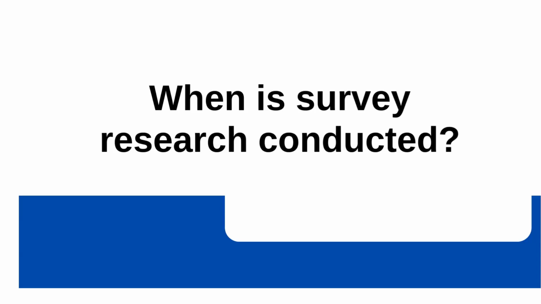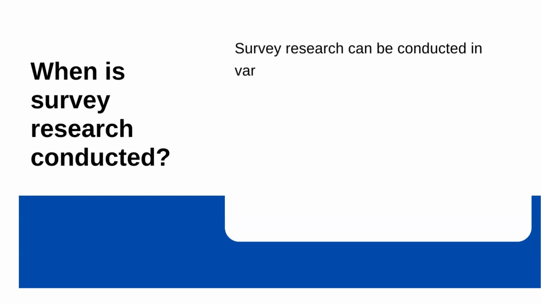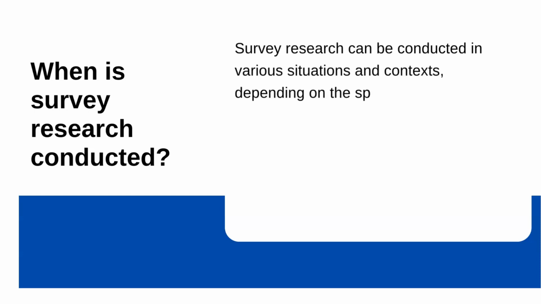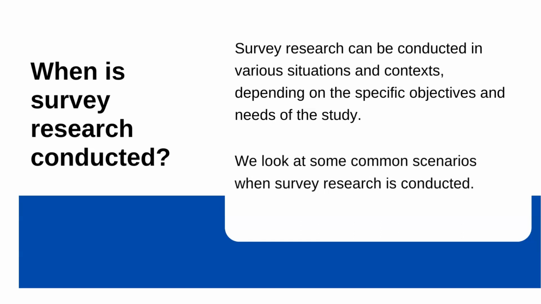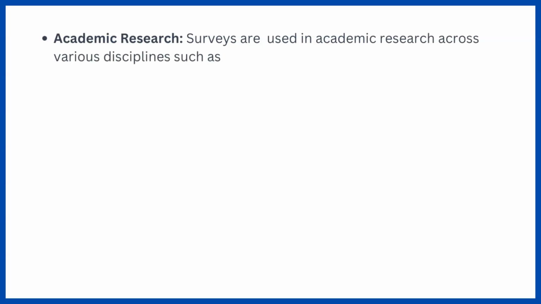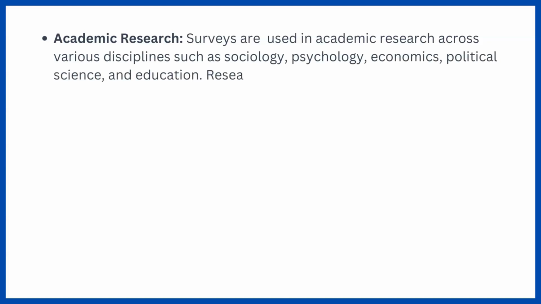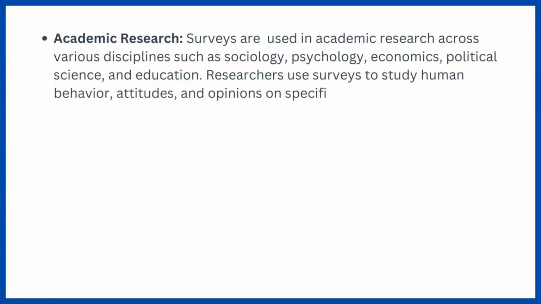Let us now look at when survey research is mostly conducted. Survey research can be conducted in various situations and contexts, depending on the specific objectives and needs of the study. We look at some common scenarios when survey research is conducted. Academic research. Surveys are used in academic research across various disciplines such as sociology, psychology, economics, political science, and education. Researchers use surveys to study human behavior, attitudes, and opinions on specific topics of interest.